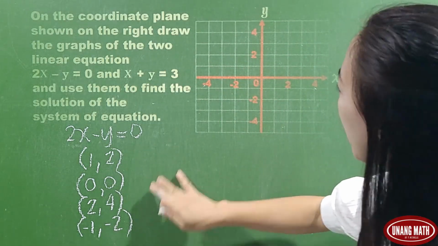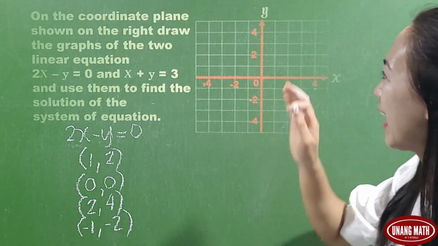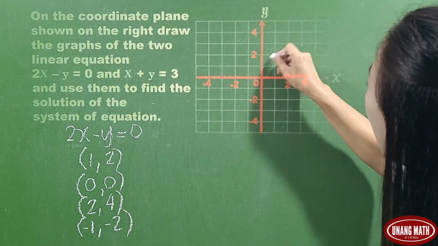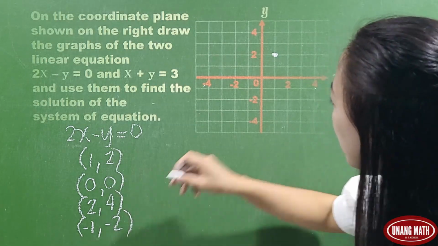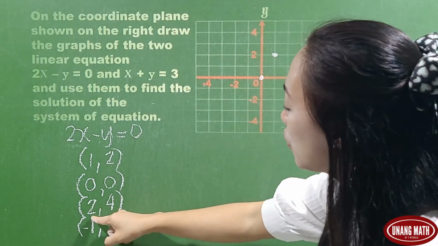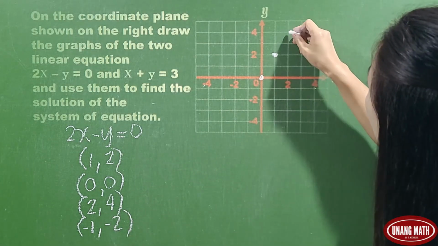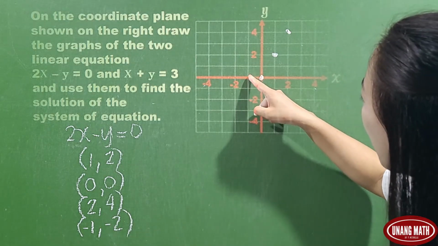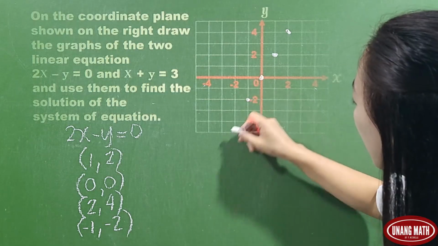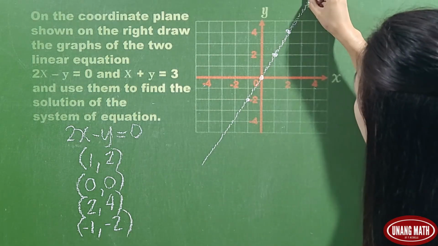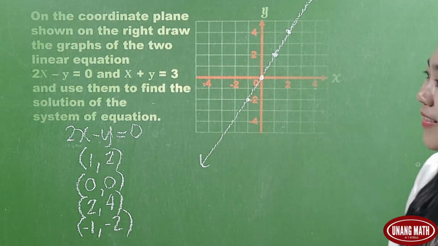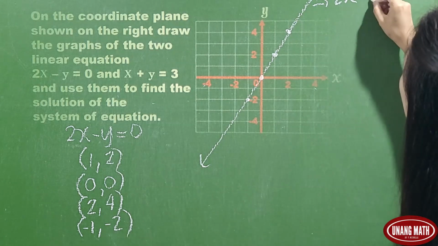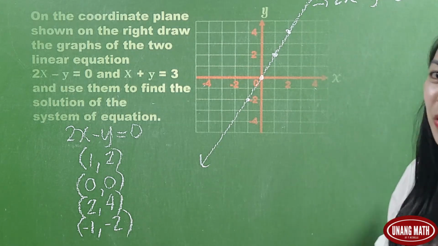Okay, let's plot these points in our coordinate plane. So (1, 2) is this point. How about (0, 0)? This point. (2, 4), so we have here (2, 4), this point. (-1, -2), okay, we have (-1, -2), this point. So our graph looks like this. And this is now the graph of 2x minus y is equal to 0.